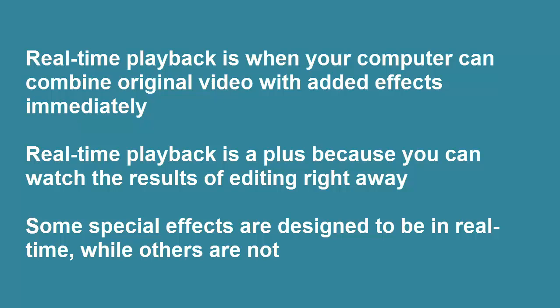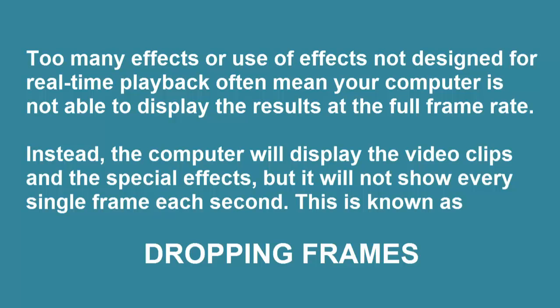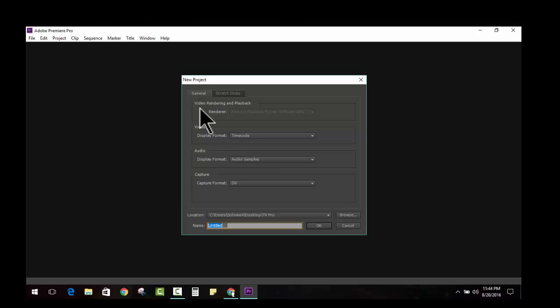But if you use a lot of effects, or you use effects that are not designed to be played in real time, your computer may not be able to display the results at the full frame rate. In other words, Premiere Pro is going to attempt to display your video clips combined with the special effects, but it's not going to show every single frame each second. And when that happens, it's described as dropping frames. Premiere Pro displays colored lines along the top of the timeline panel to tell you when extra work is required to play back your video.